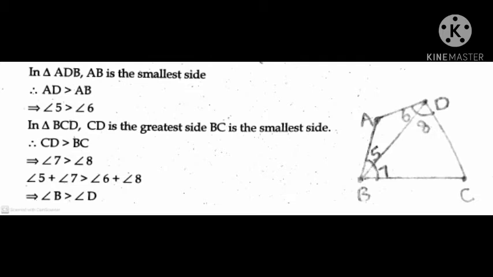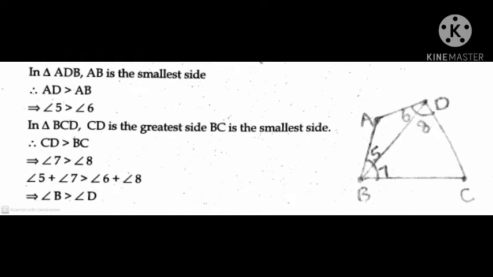Next step, join BD. Then we get two triangles in quadrilateral ABCD, that is triangle ADB and triangle BDC. First we have to observe triangle ADB. AB is the smallest side. Therefore, AD must be greater than AB. Opposite to AD, angle 5 is there, and opposite to AB, angle 6 is there. Therefore, angle 5 is greater than angle 6.